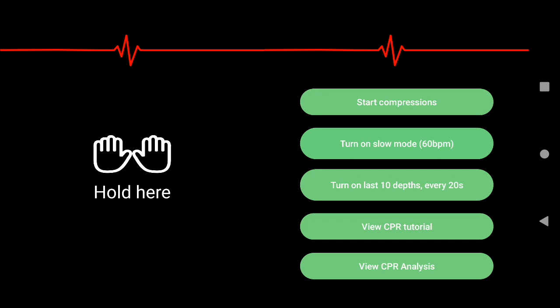The next button turns on slow mode at 60 compressions per minute for new users that want to practice at a slower rate to get the feel of compressions. The third button turns on a metric screen to show the last 10 compression depths for the user's info. The fourth button navigates to a CPR tutorial, and the fifth button allows the user to view an analysis screen of the last 10 practices.